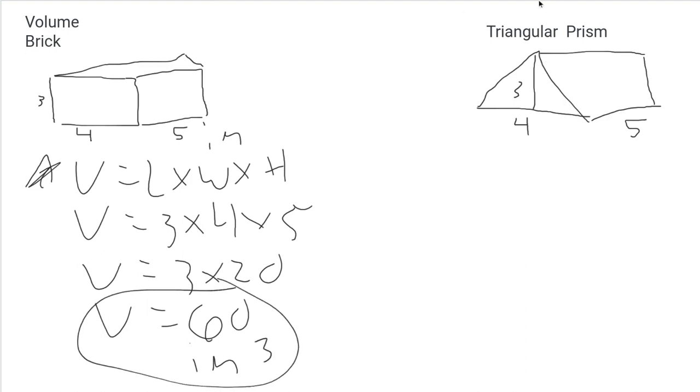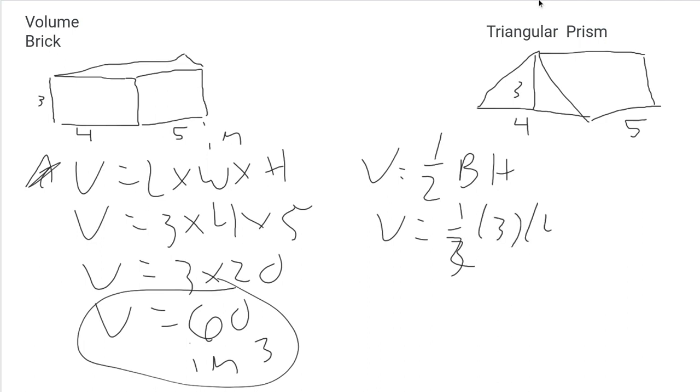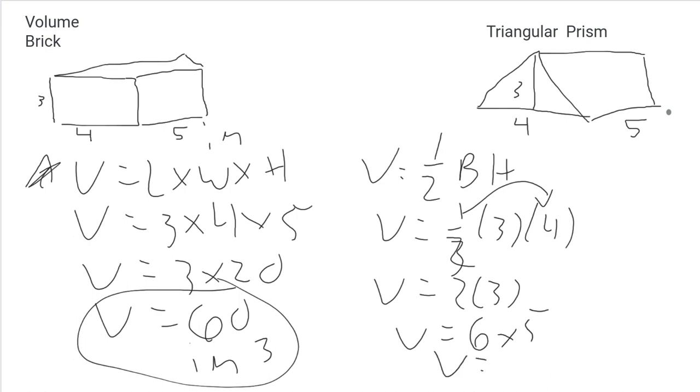Now for our prism, it is going to be 1/2 base times height. So 1/2 times 3 times 4. So I could do half of 3 or half of 4. I'm going to do half of 4 because that makes an easier number of 6. Okay, so the bottom part is 6 times the height. So times 5. So the volume for this is 30. And again, if this was miles, we would say miles, and because it's a 3D shape, cubed.